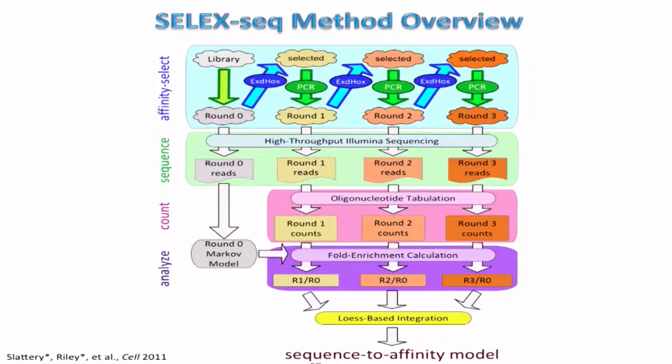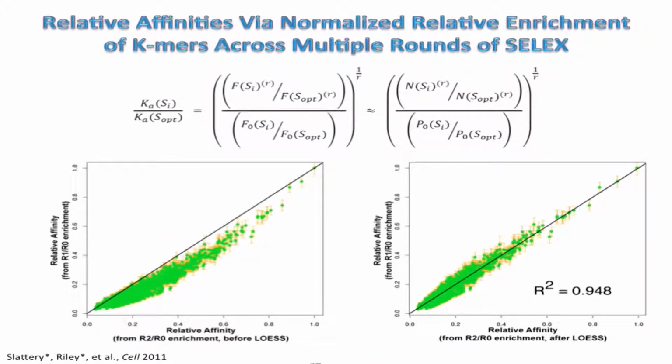So let me show you an example of what's going on here in this lowess space integration method. Okay, so what we really are trying to achieve here is to calculate relative affinities via this normalized relative enrichment of k-mers across the different rounds of SELEX. And it's pretty simple. In 2008, Levine and Hamilton-Nielsen showed in their paper, a mathematical analysis of SELEX, that calculating relative affinities is possible.